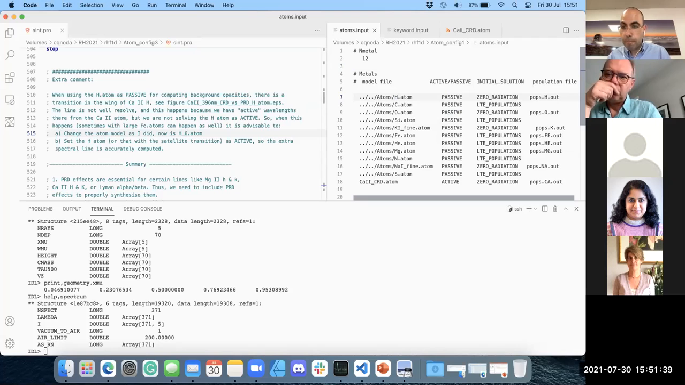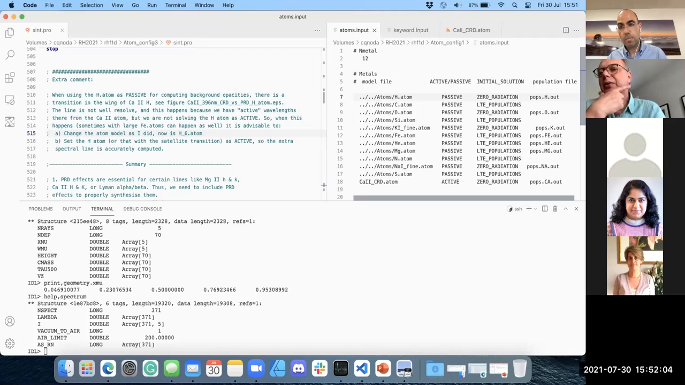Carlos. Okay. Yeah, I have a question. Why do you have in this atoms.input file the sodium and potassium as zero radiation? I think it's fine if they are passive. I think they, well, maybe Han can correct me, but I think it doesn't matter. No, I'm talking about the initial solution.